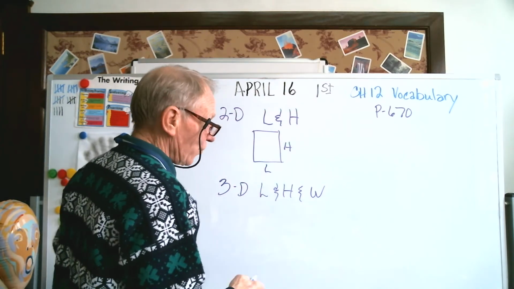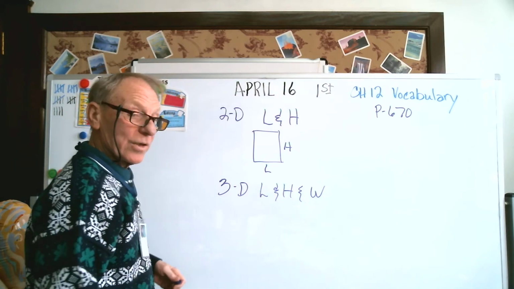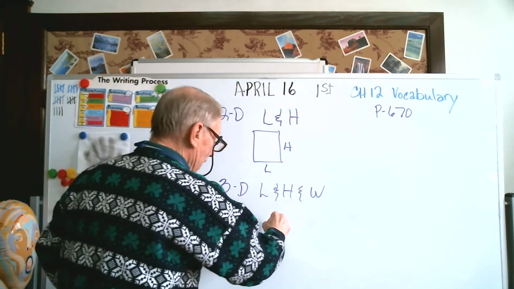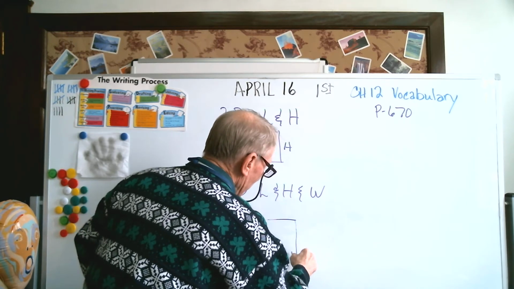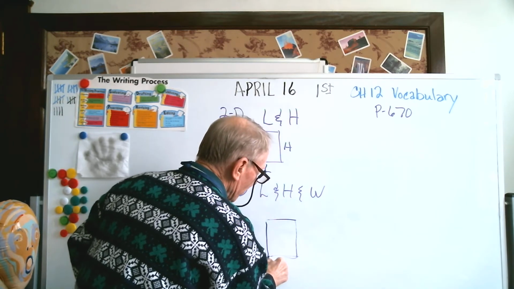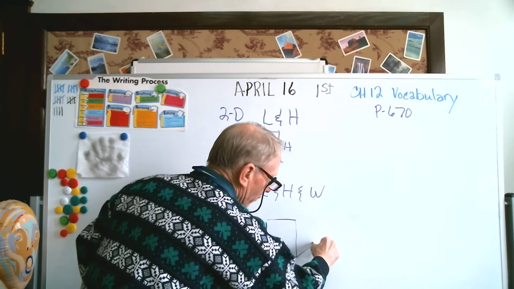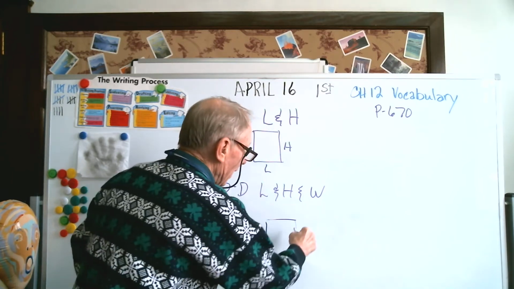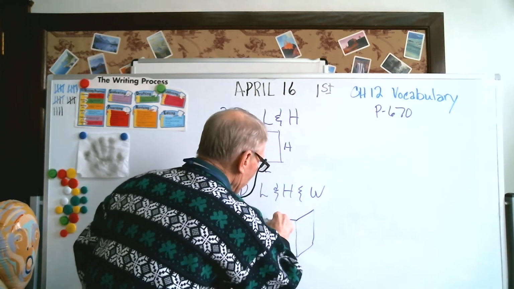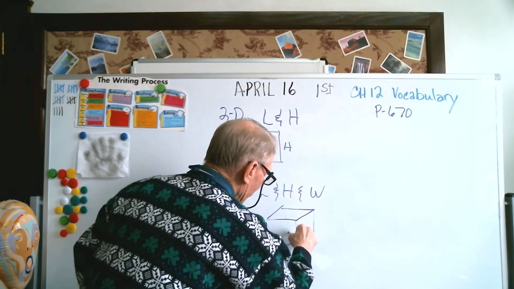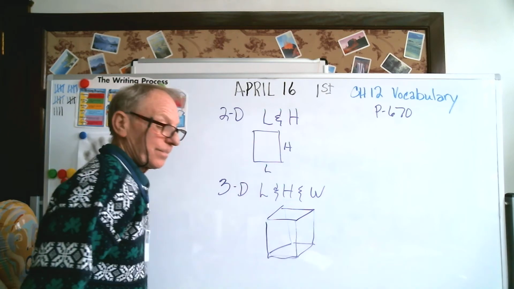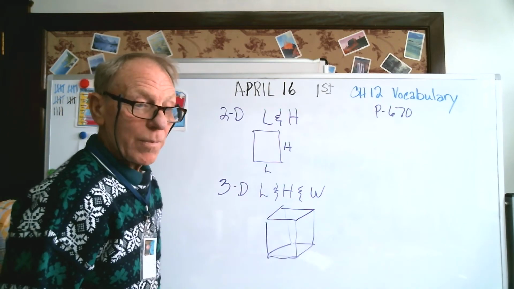Now, three-dimensional, as you learned in the previous lesson, we'll take the same shape and we'll make it three-dimensional because we're going to add width to it. And that width is what gives it the third dimension. Turns it into a box.